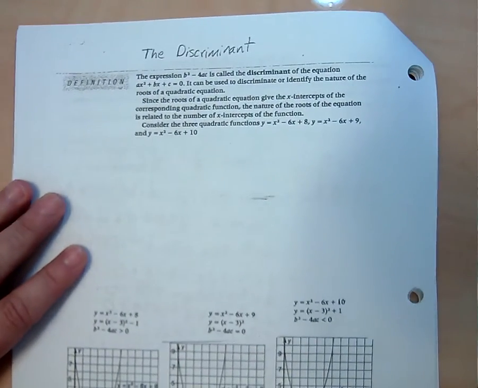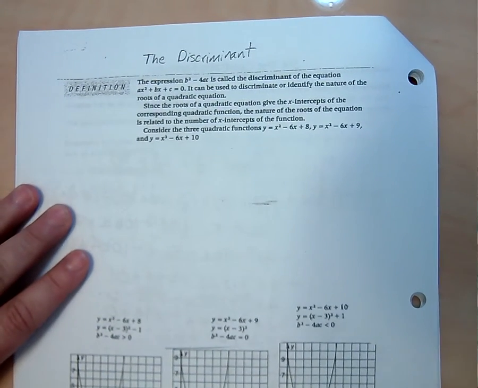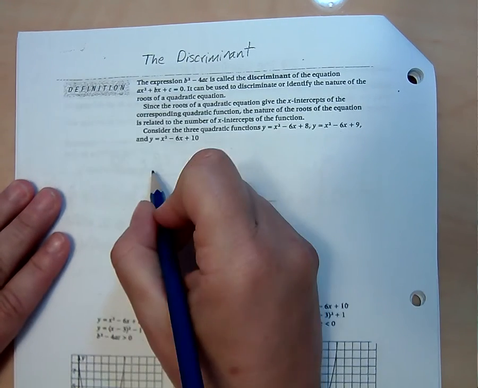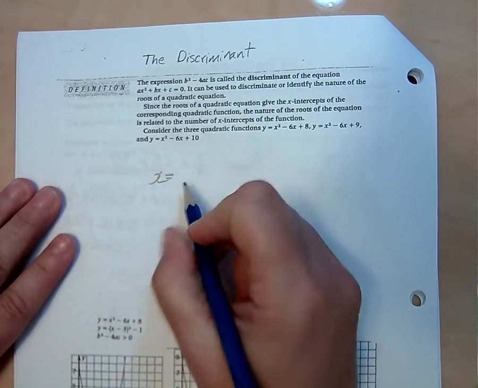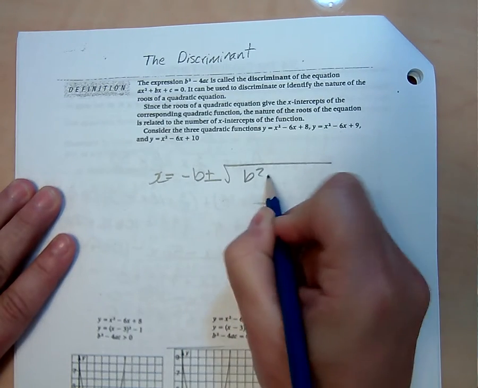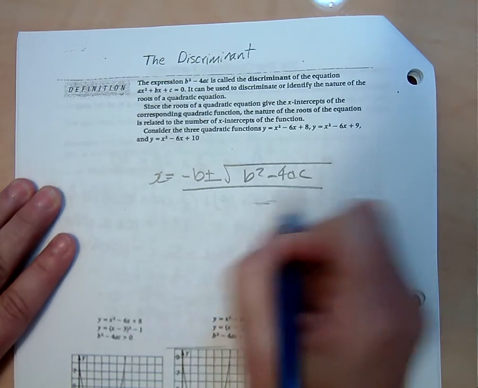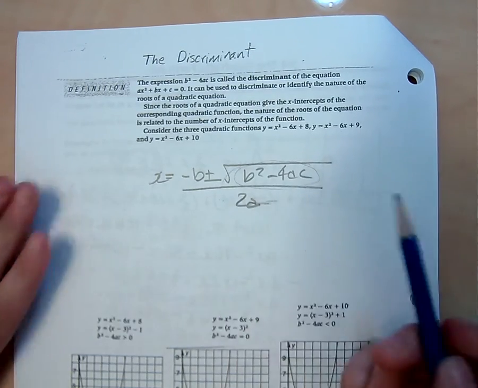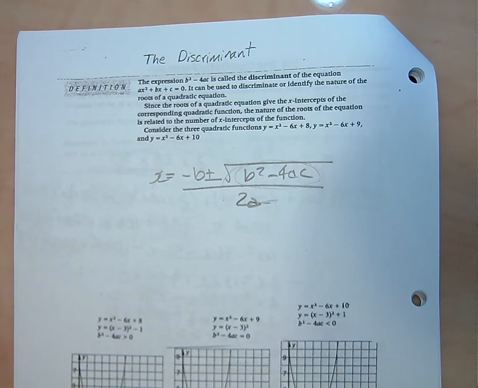All right, we're going to take a look at the discriminant. So what is the discriminant? Well, when you learn the quadratic equation, which of course is negative b plus or minus the root of b squared minus 4ac all over 2a, you know that the stuff under the root, which is called the discriminant, will determine the nature of the roots.